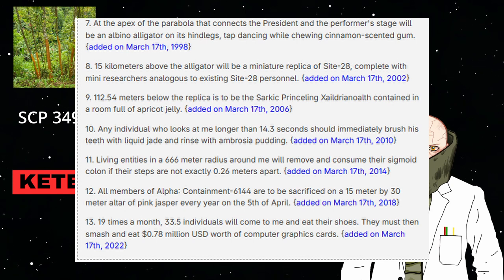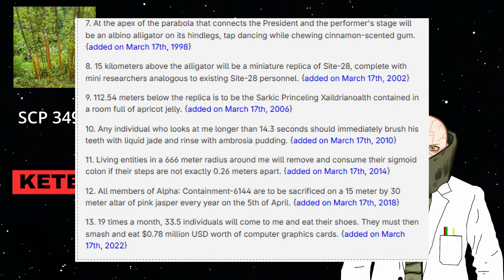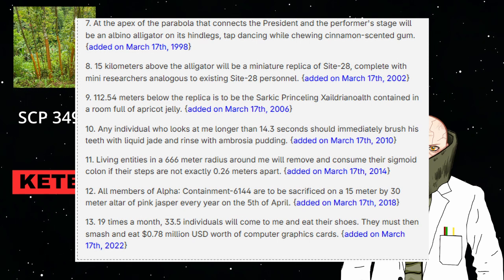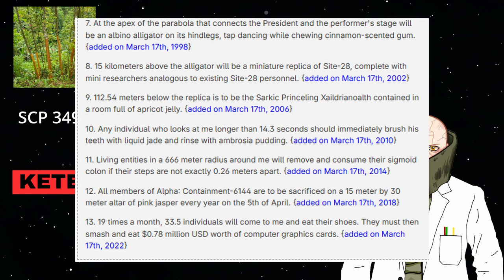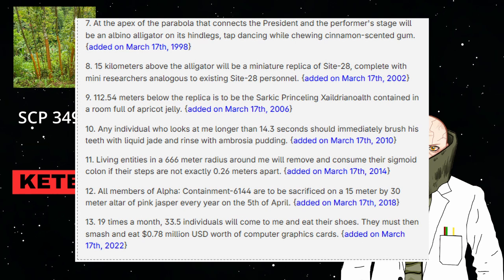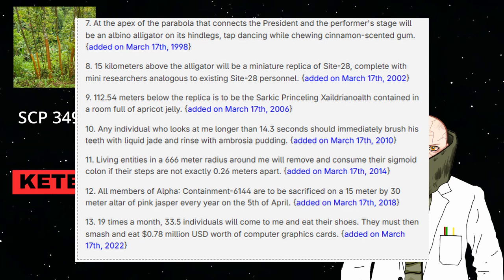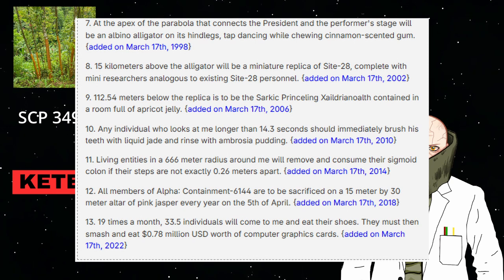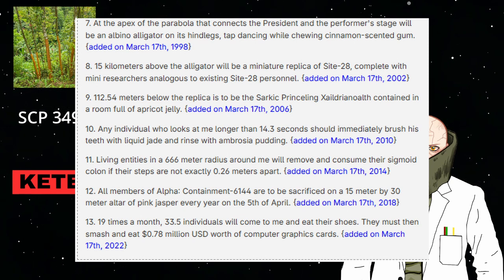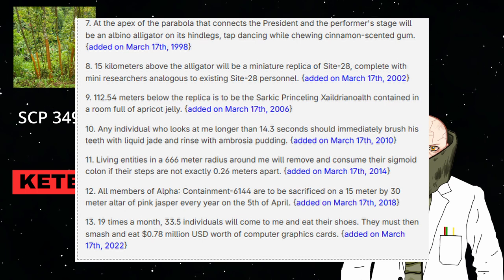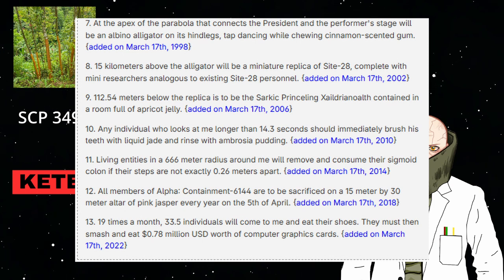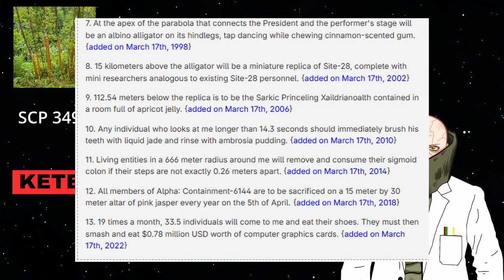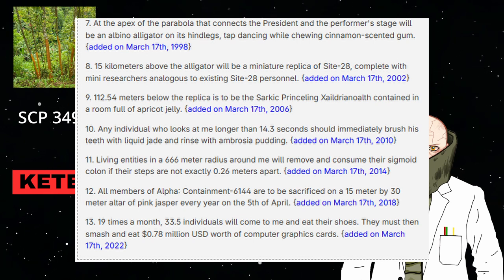15 kilometers above the alligator will be a miniature replica of Site-28, complete with mini researchers, anomalous to existing Site-28 personnel. 112.54 meters below the replica is to be the Sarkic Princeling Zyaldrinolov, contained in a room full of apricot jelly. Any individual who looks at me longer than 14.3 seconds should immediately brush his teeth with liquid jade and rinse his ambrosia pudding.